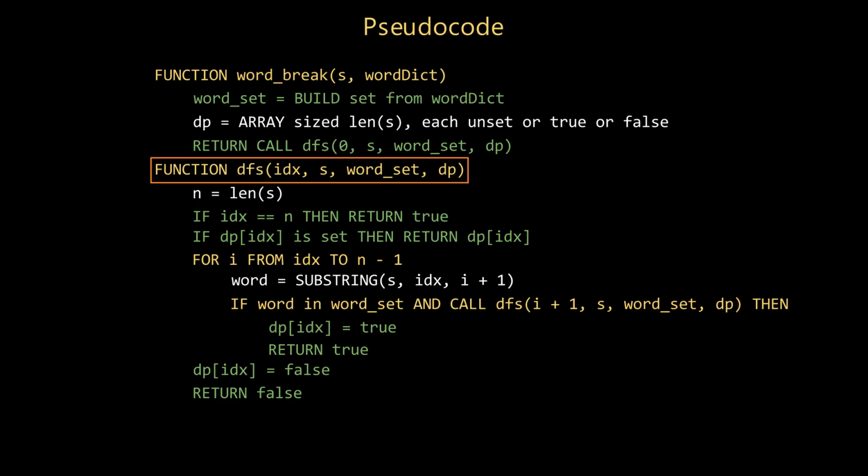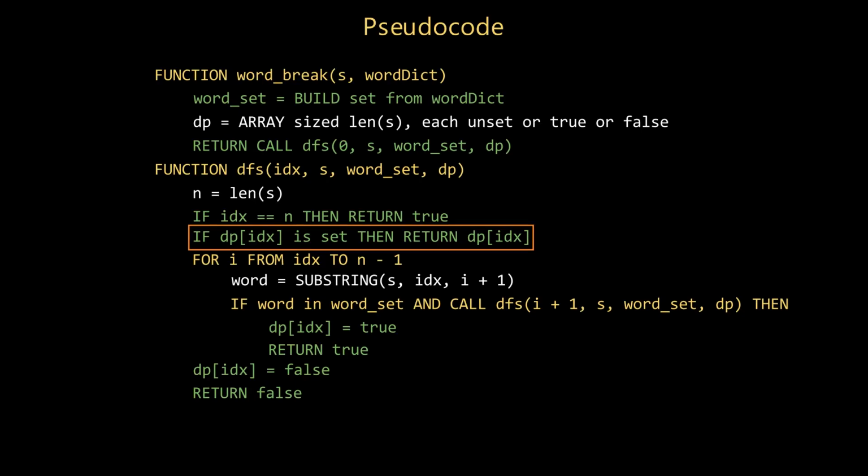Helper DFS at IDX asks whether the suffix starting at IDX can be segmented. Cache n as the length of S. If IDX equals n we consume the whole string, return true. If dp at idx is already filled, return that cached value. For each end index I from idx through n-1, extend the candidate word.